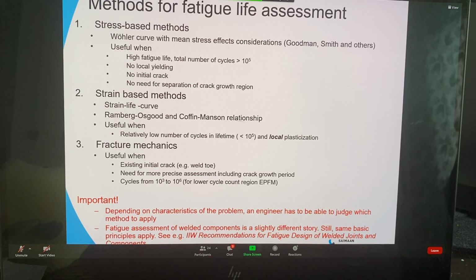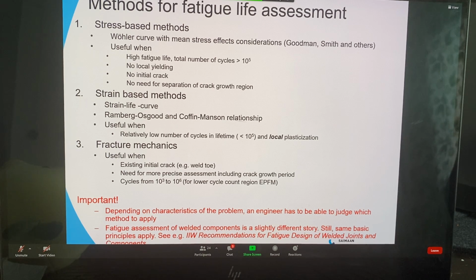I have divided these methods into 3 different categories. Somebody else might categorize them differently, but I think this is fairly reasonable from the basic concept used. So the first of them is the stress-based methods. This means the methods where we utilize the Wöhler curve, the SN curve.